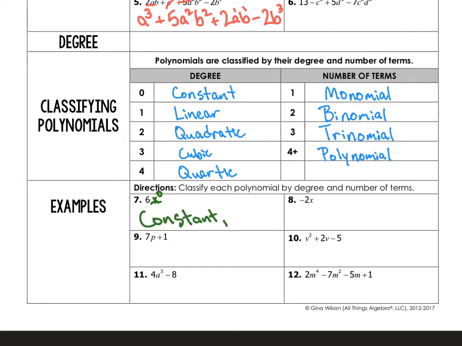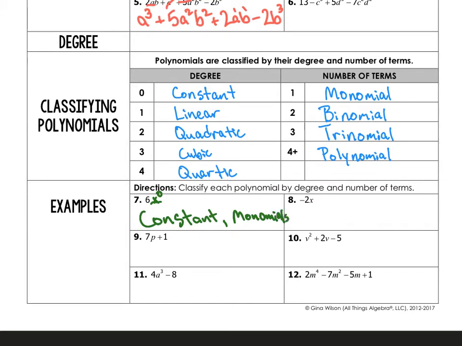Beyond that, I hope you remember that because 6 is just a number. It's not a number with a letter or a variable. It's just a number. Now, how many terms are there? There's just one. It's just 6. So if that's the case, this is called a monomial.